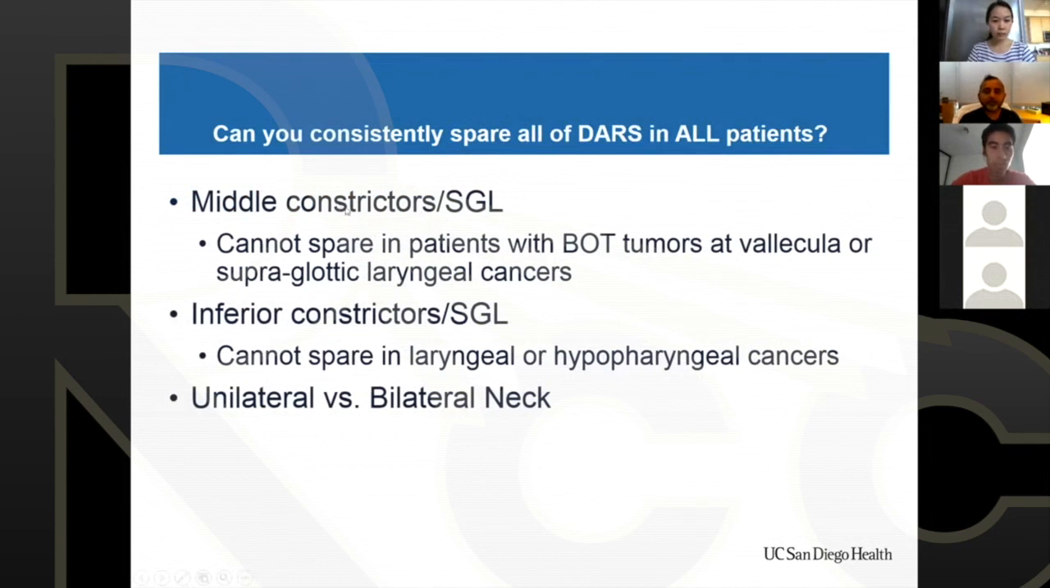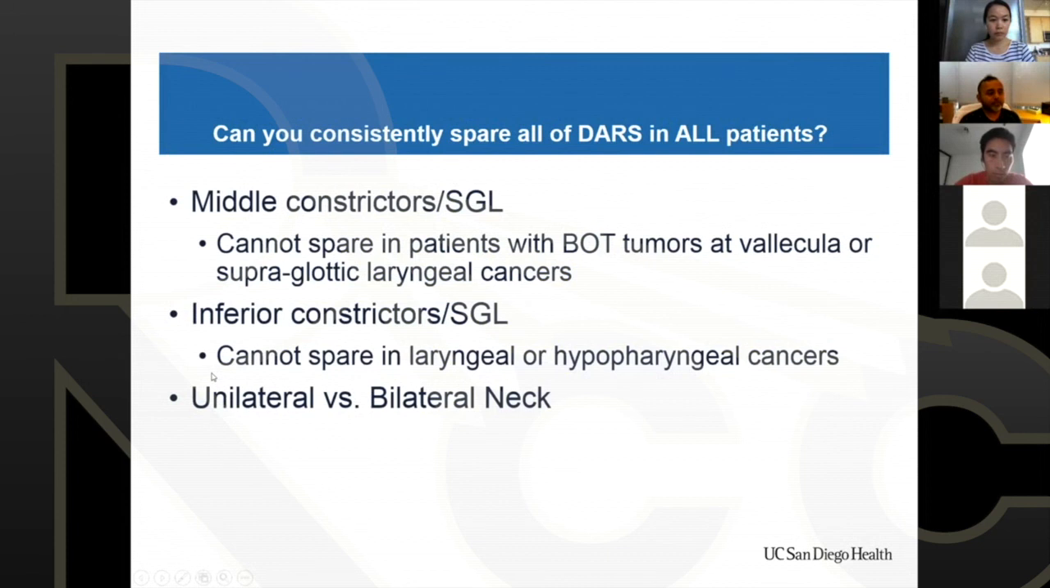In terms of middle constrictors and supraglottic larynx, clearly you cannot spare that in any patients when you're treating base of tongue tumors that are going down into the vallecula or any supraglottic laryngeal cancers. In terms of inferior constrictors, you can't spare those in patients when you're treating laryngeal cancers or hypopharyngeal cancers.